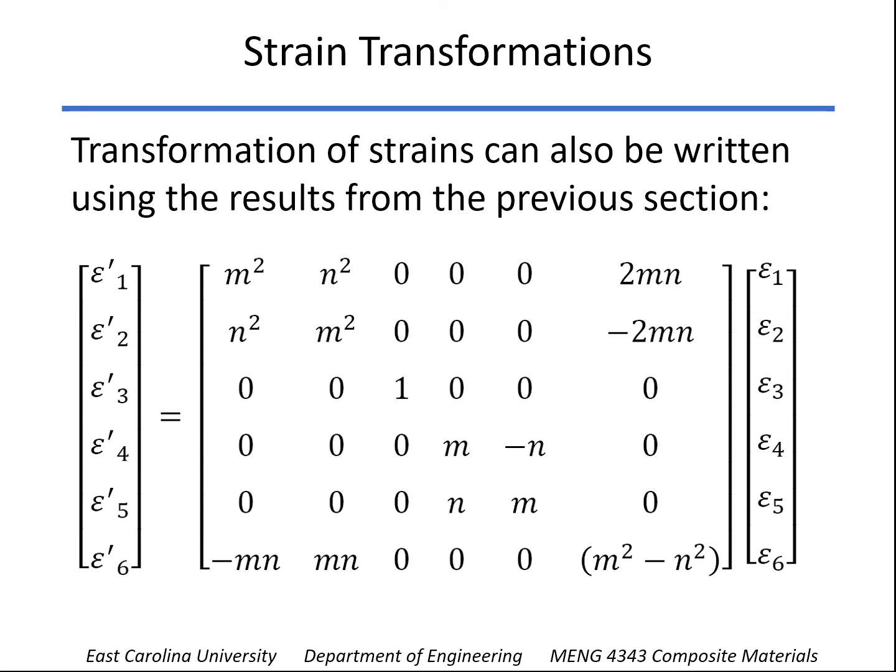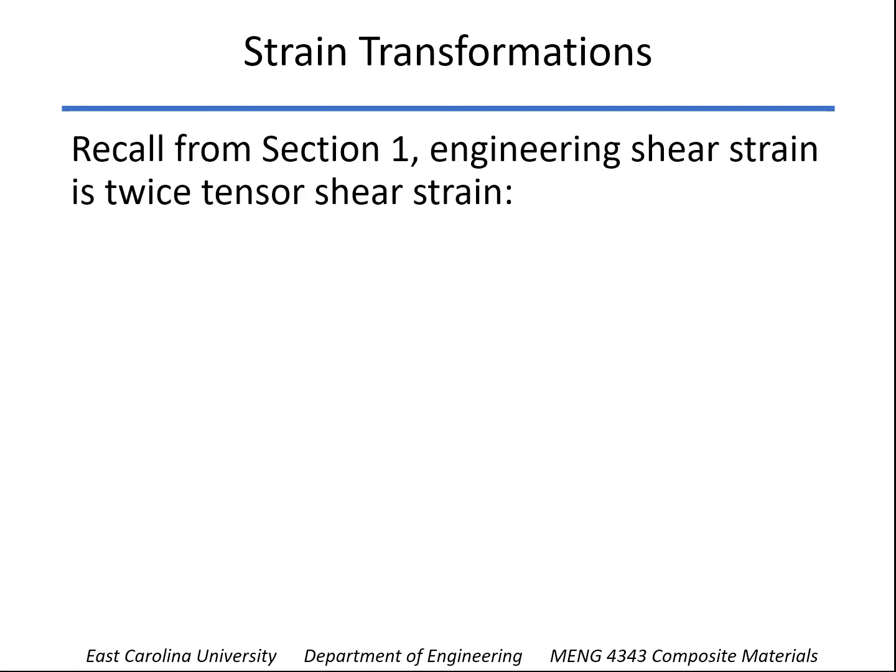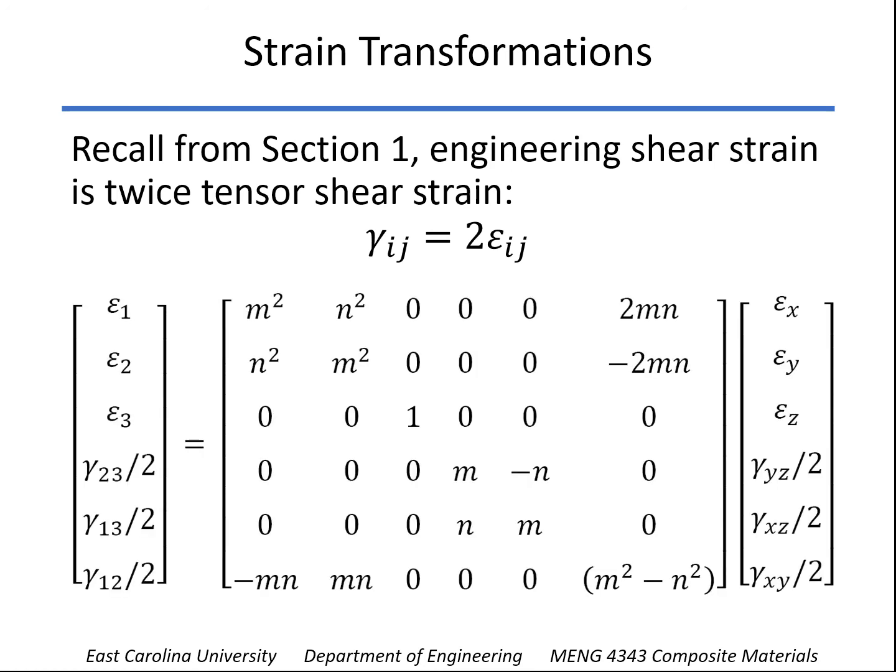Now, with the stresses, we just simply substituted our nomenclature, but we have to do this a little bit differently for strains. If you recall, we said that engineering shear strain refers to the total angle change within a plane, whereas the tensor shear strain is only half of that. So engineering shear strain is twice tensor shear strain. Okay, so if I want to write those equations in terms of engineering shear strain, then I have to use the gamma over 2 both here and there.